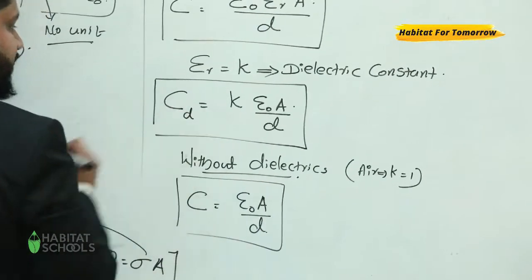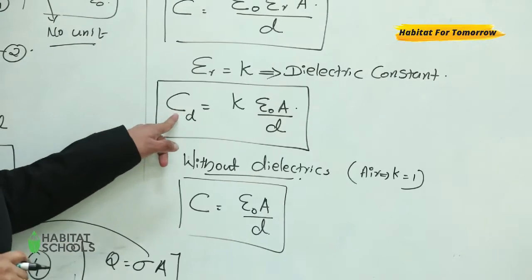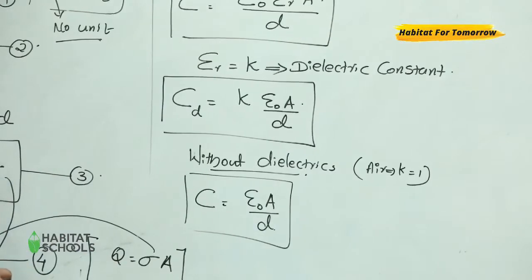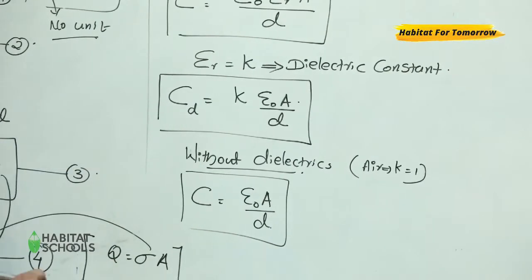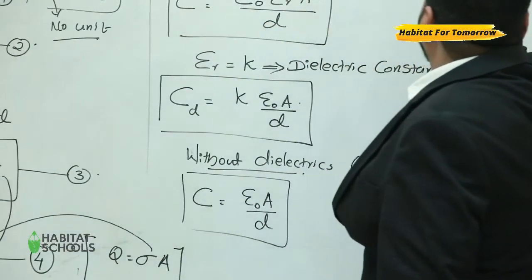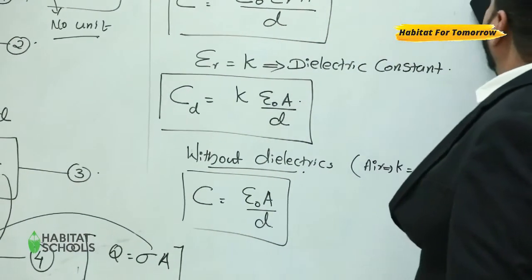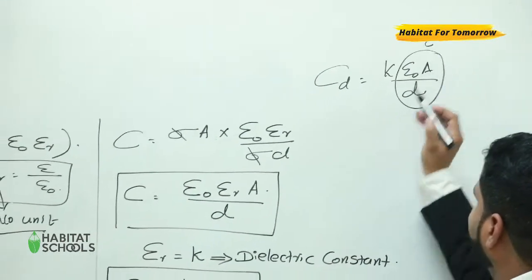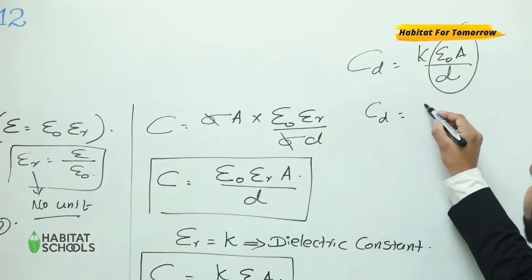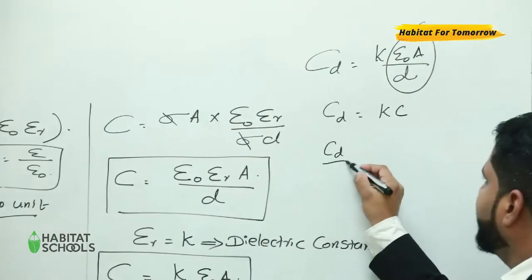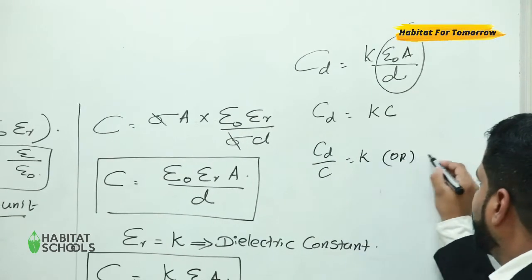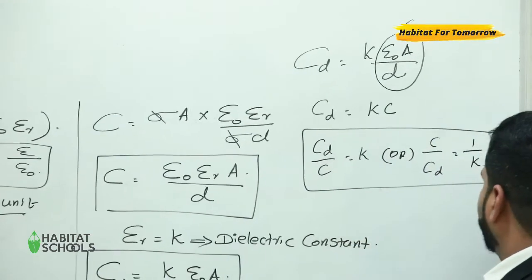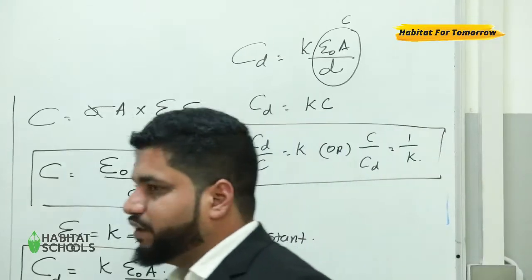You can consider CD. What is CD? Capacitance with dielectric medium, and C is without dielectric medium. There is one relationship between CD and C. That is CD is equal to K into epsilon 0 A by D. Then what is epsilon 0 A by D? That is C. That is CD is equal to K into C. That is CD by C is equal to K, or C by CD is equal to 1 by K. So it is one mathematical expression, and this is also a very important topic.